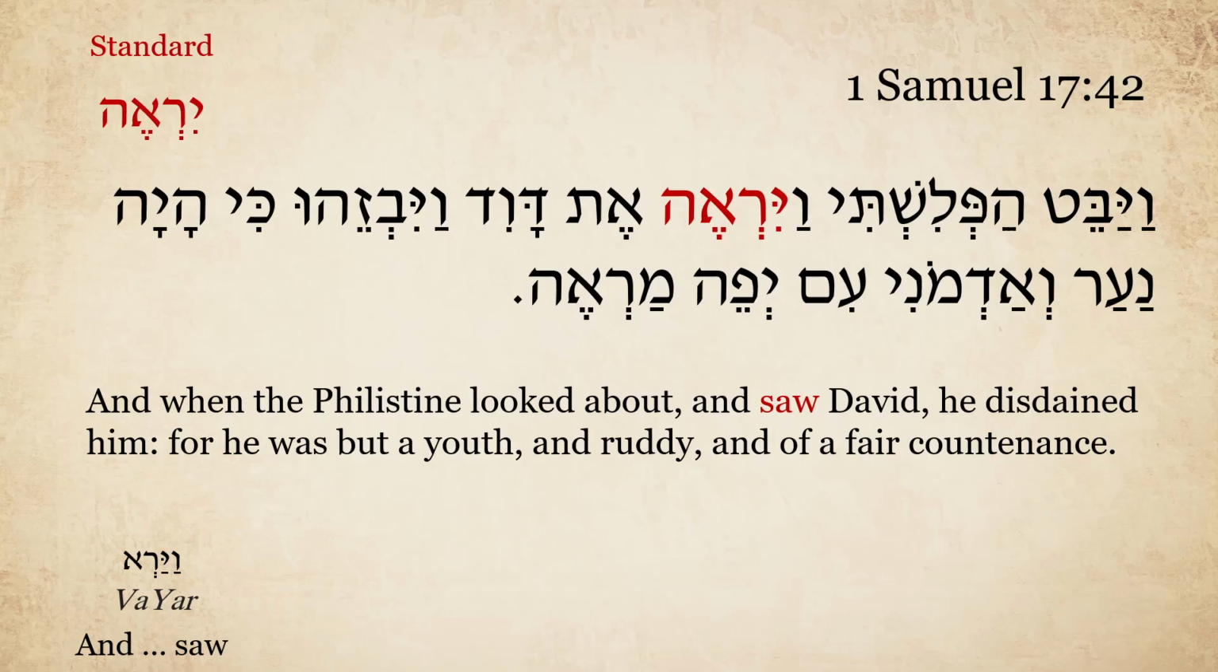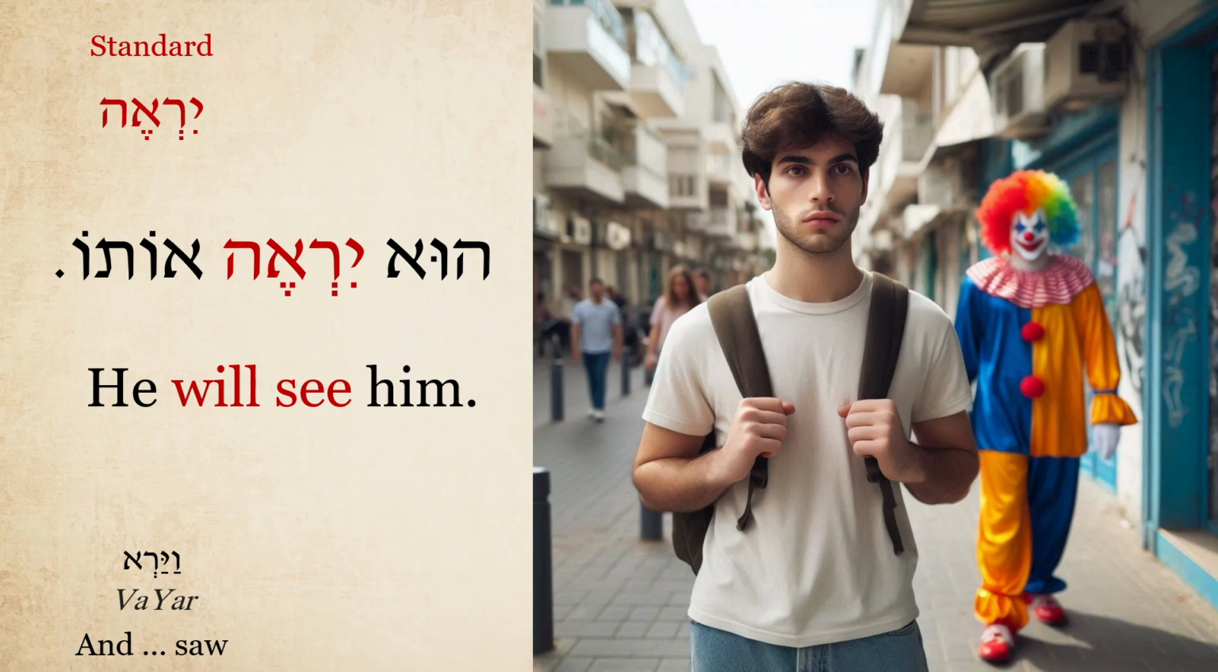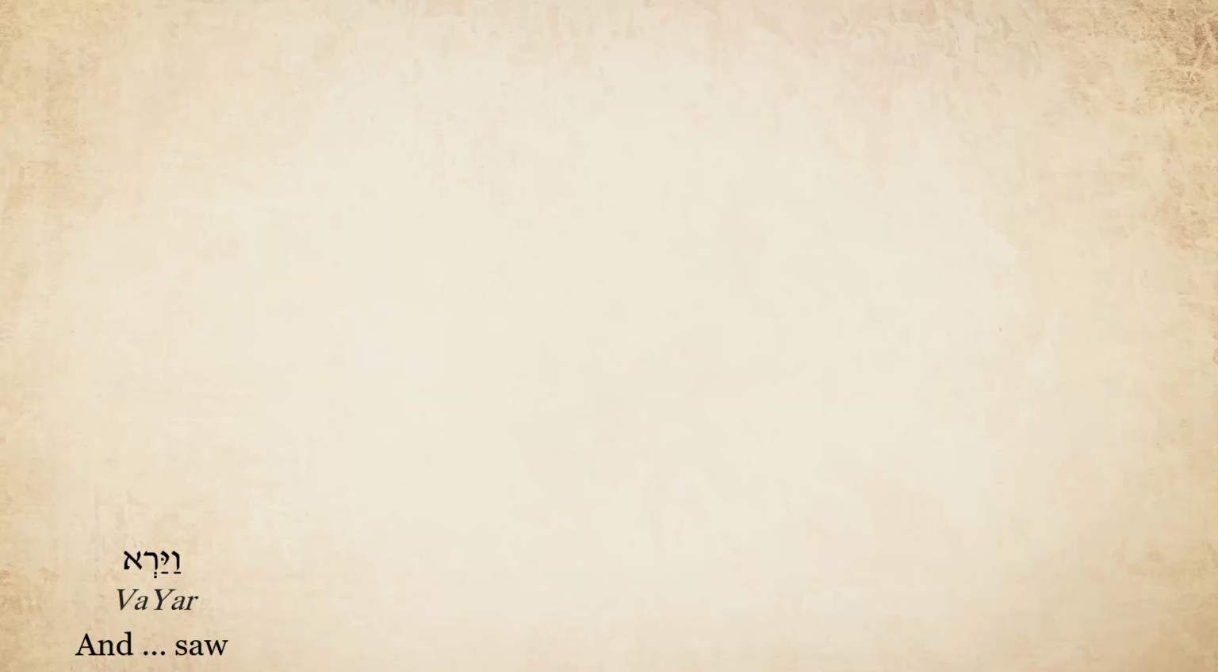As an example of the standard version, in 1 Samuel 17:42, Goliath looked at youthful David, and the verb used is Yir'eh, the standard. Yir'eh is also the verb used in modern Hebrew. For example, Hu Yir'eh oto. He will see him in just a few seconds. To recap, God saw the light, but the description of that action of seeing in Hebrew is more biblical, stylistically speaking.